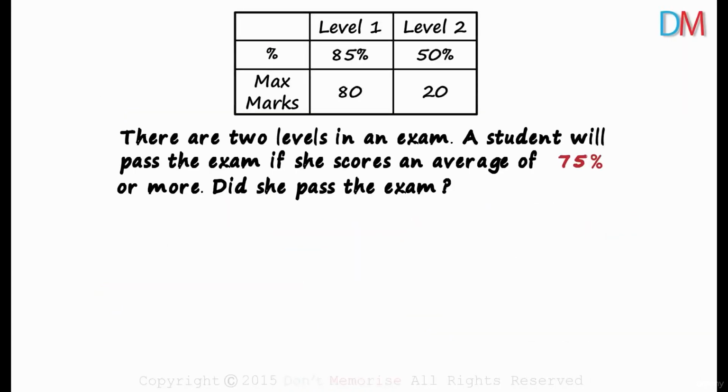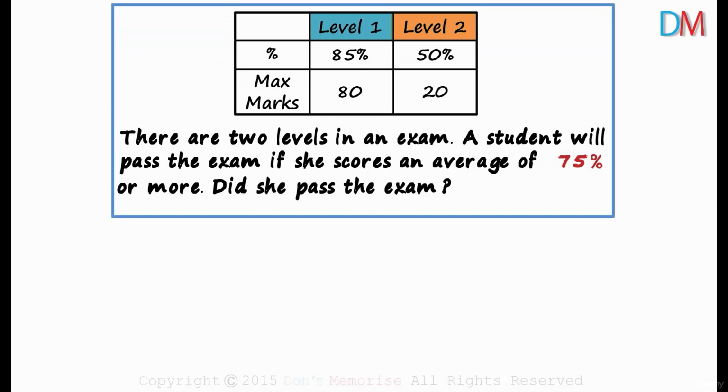There are two levels in an exam, Level 1 and Level 2. A student will pass the exam if she scores an average of 75% or more. If her overall average is 75% or more, she passes the exam, else she fails. With this data given, did she pass the exam? Pause the video and go through the problem well.